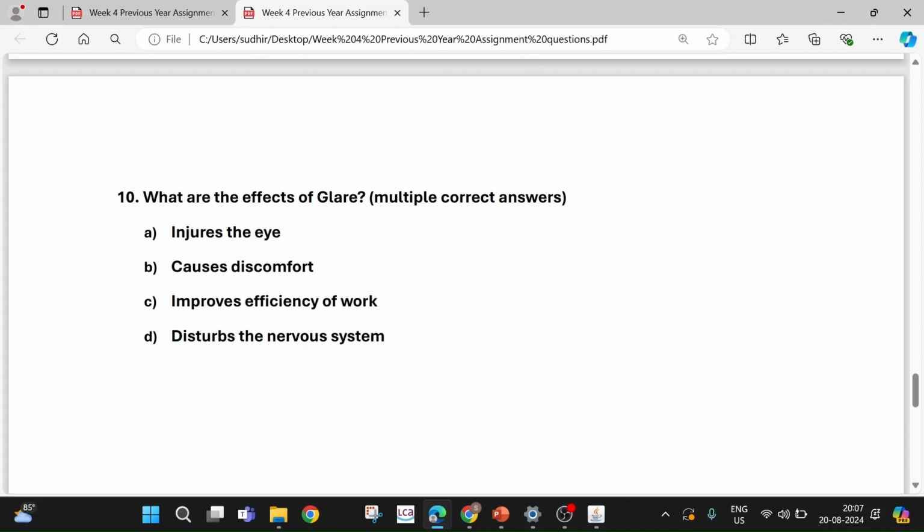What are the effects of glare? First option is injuries, it causes injuries to the eyes. Second, it causes discomfort. Third, it improves the efficacy of work. And fourth, it disturbs the nervous system. So you have to choose the multiple answers.